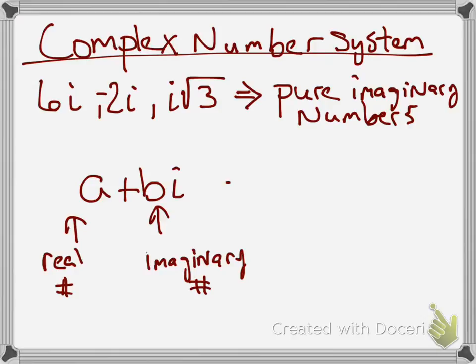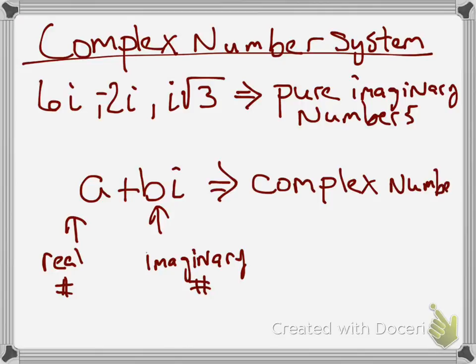So if I write something such as 3 plus 2i, that's considered a complex number, where 3 is the a, the real number, and 2i is the imaginary number. So when you have a complex number, you're combining a real number and an imaginary number.